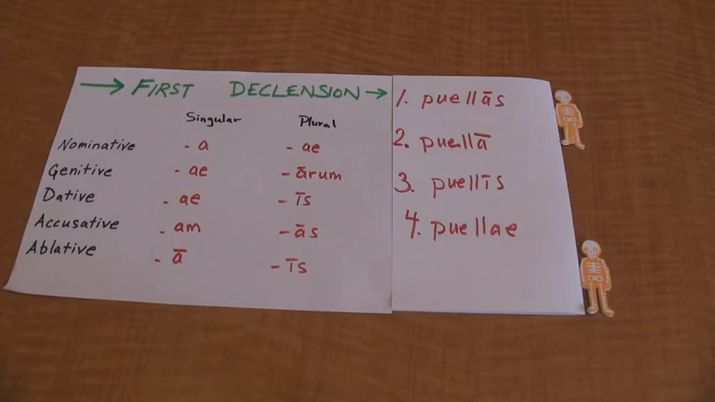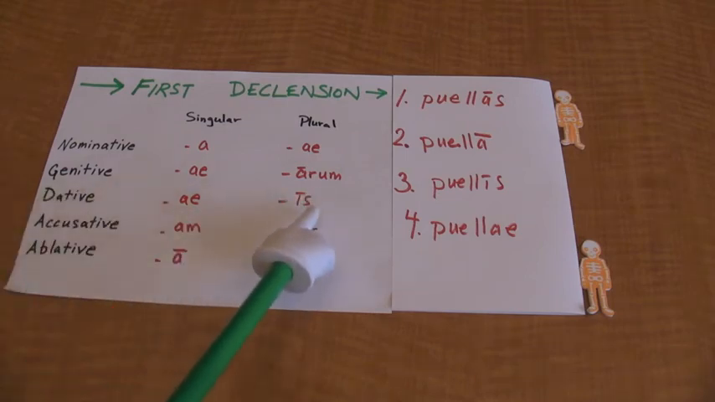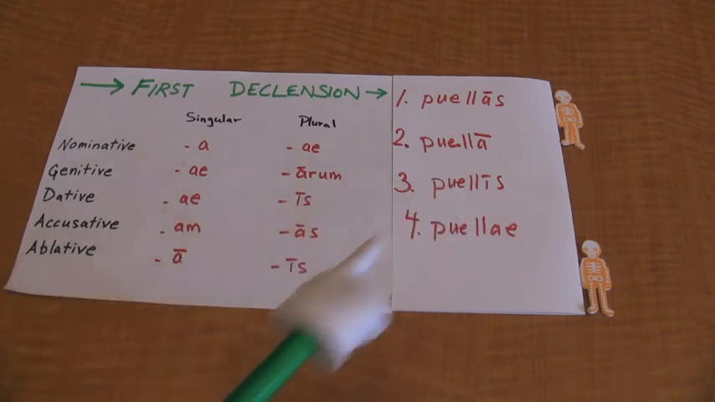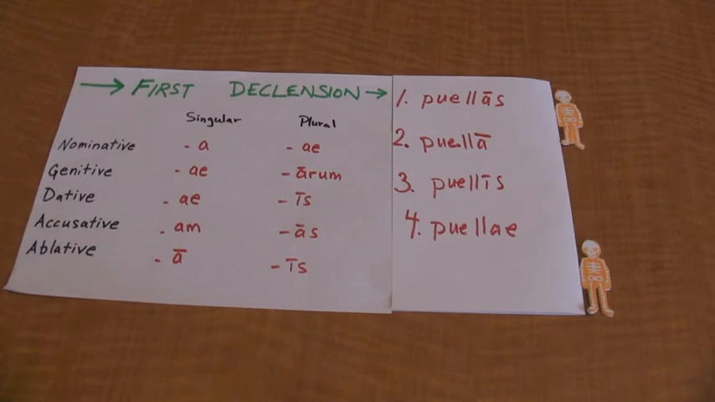What about puellis? This one is a little bit trickier. The long IS ending actually occurs in two places on this chart, in the dative plural and also in the ablative plural. So this form in number three, puellis, could be either dative or ablative plural. In reading Latin, you need to use the context of the sentence to determine which one it actually is.